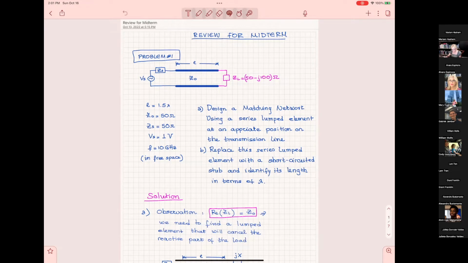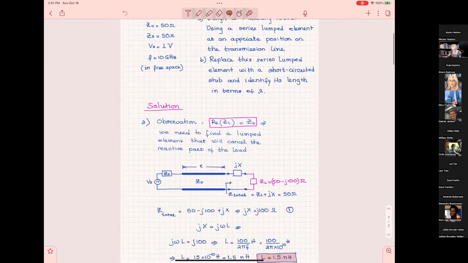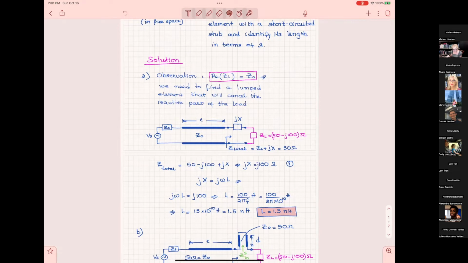Now, to look at this solution, because the real part was already 50 ohms, what we wanted to do was just cancel the imaginary part. So that was, if you like, the previous homework example. And then I think you should follow it from there. We did not have to use the Smith chart. That's what I want to say. Today, I'm going to have a similar example, but where you're going to have to use the Smith chart.